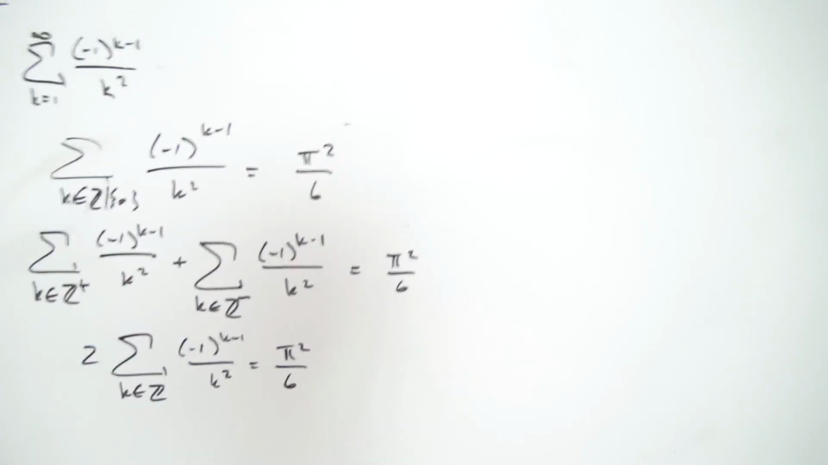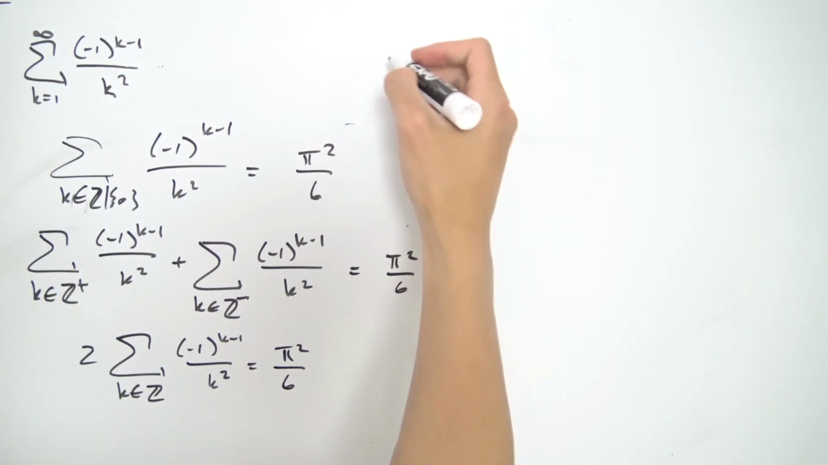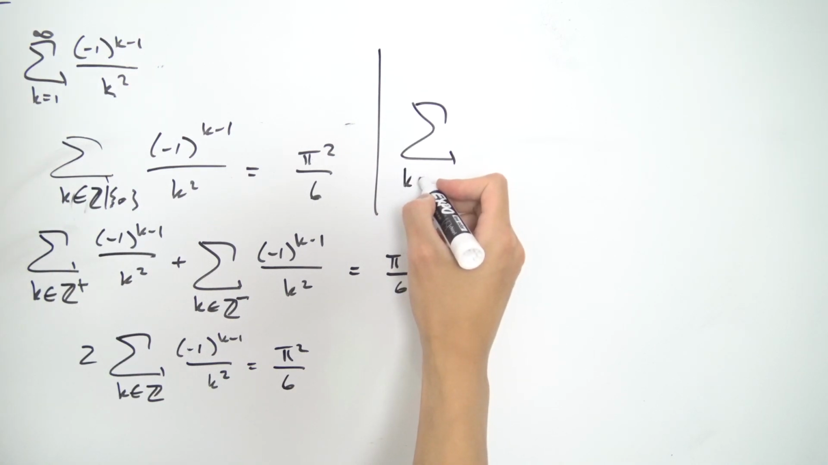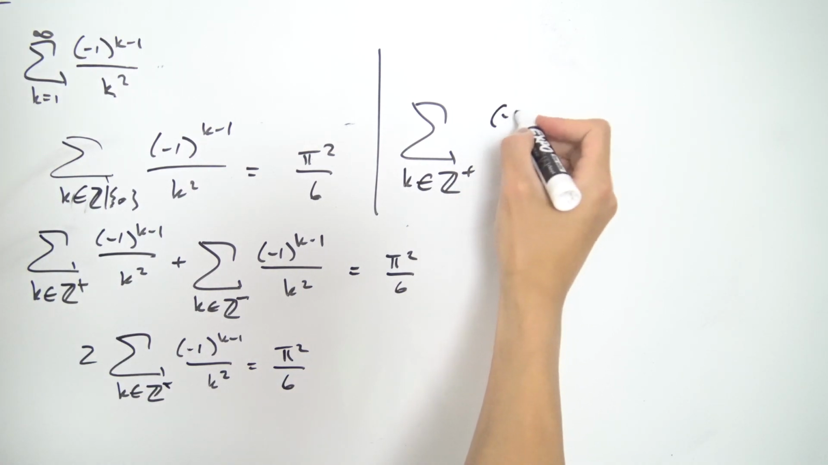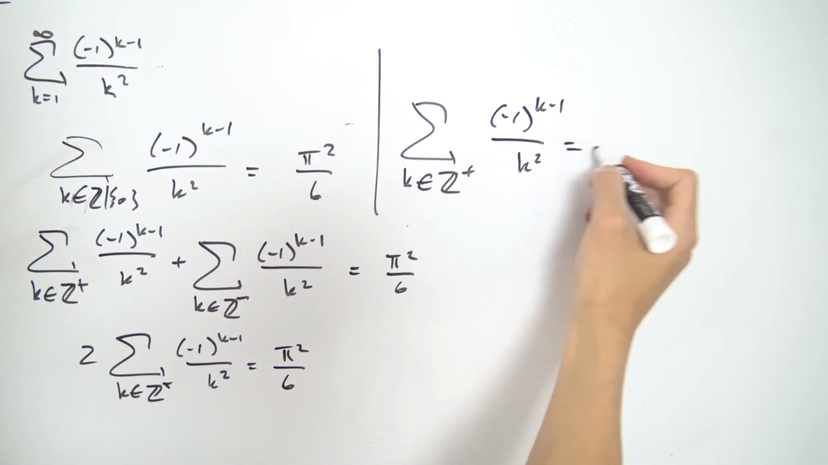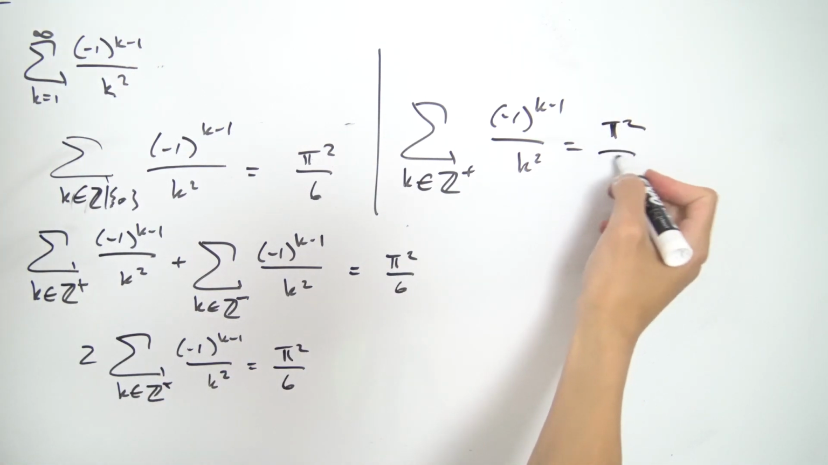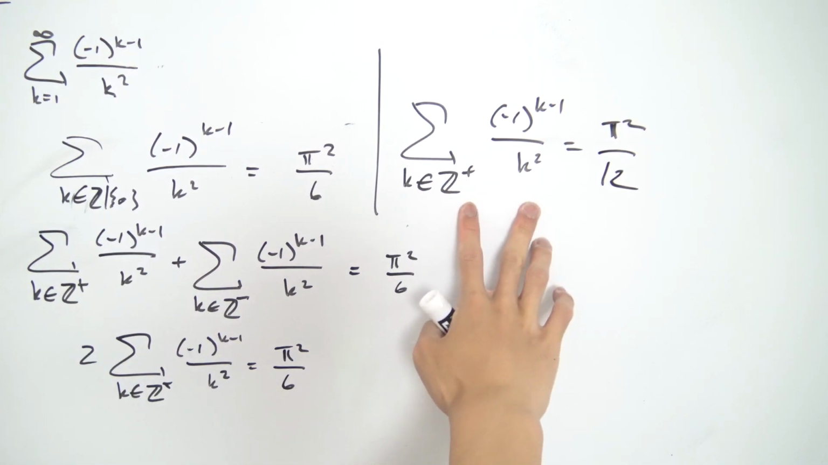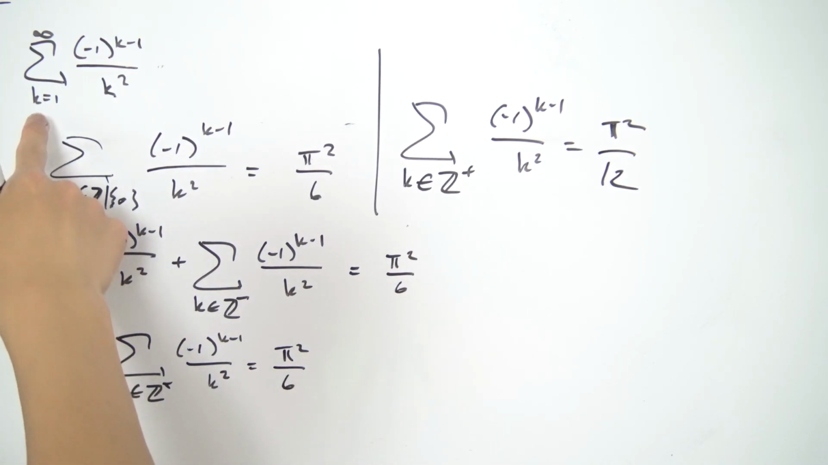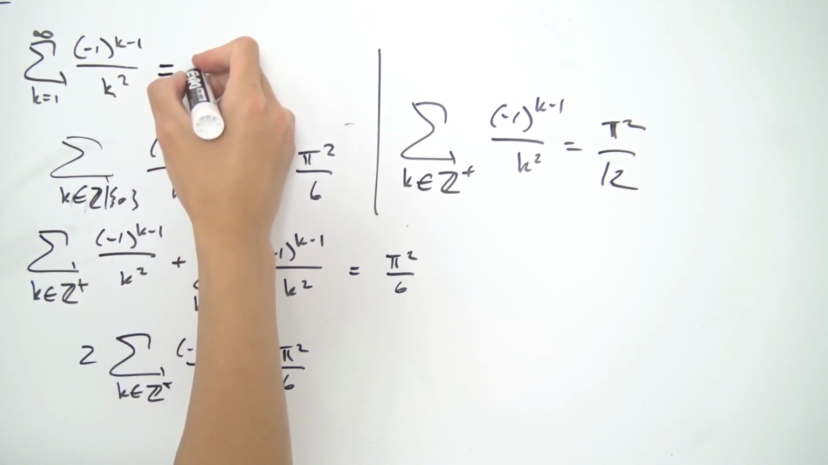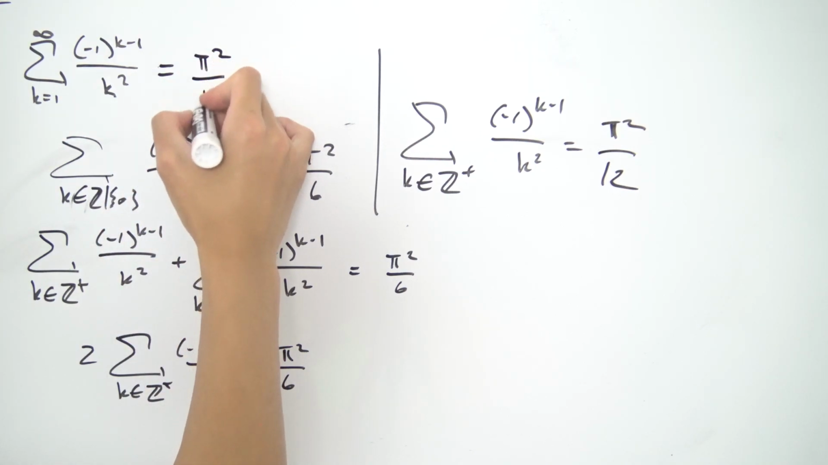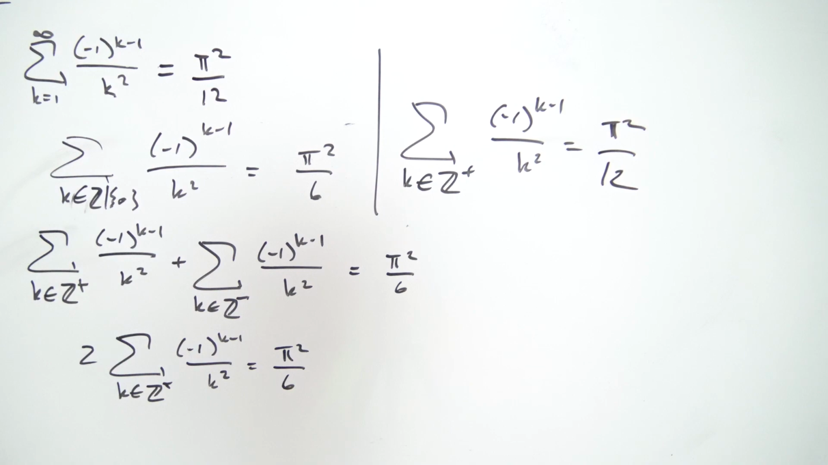And the last step to do is just divide both sides by 2, and we get that the sum running along the positive integers of minus 1 to the k minus 1 over k squared is equal to pi squared over 12. And this is in fact the very sum that we started with. Positive integers is the same as running from k equals 1 to infinity. So thus we've shown that this sum, the alternating Basel problem, evaluates to pi squared over 12. So that's pretty cool. The alternating Basel problem is exactly half of the value of the original Basel problem.